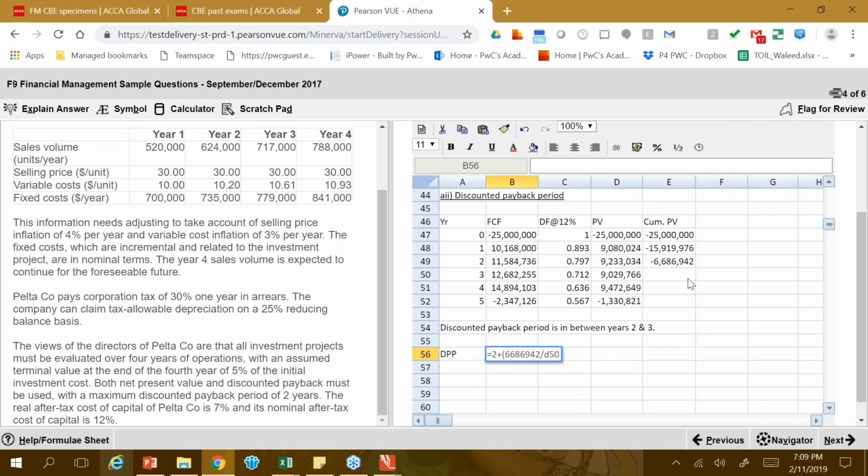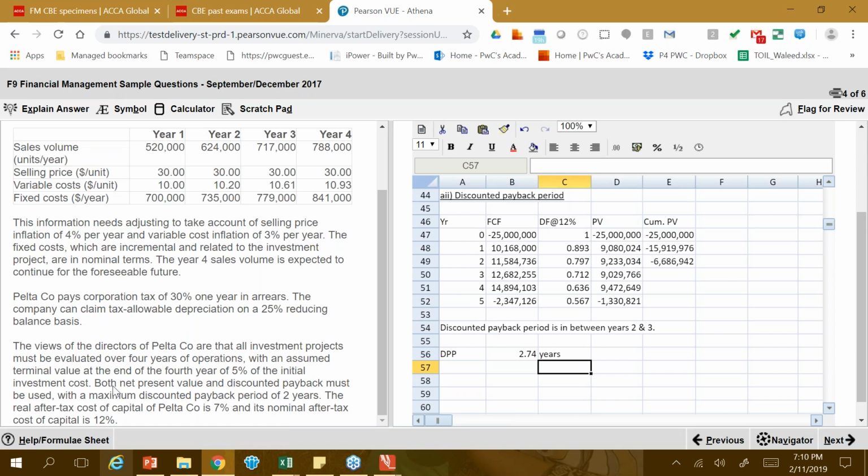So dividing that with D50, and this will give me my discounted payback period. So 2 years plus a fraction. This fraction will tell the timing within that year when the initial investment is recovered. And what we need here is how much of investment we need to recover, 6686942 over the D50. And D50 here is the present value of the next year, which we have coming in as an inflow. So this is 2.74 years. So it will take 2.74 years for us to recover the initial investment.